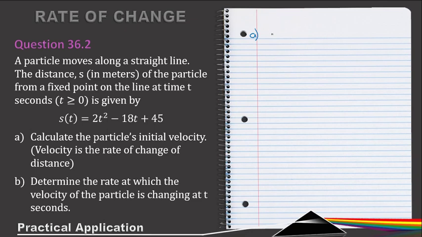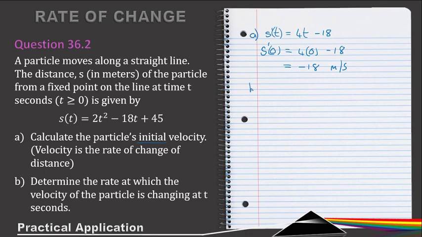To get the rate of change of the distance, we need to find the first derivative of our given equation. So this is then going to be 4t minus 18. Okay, that's basically it. Then the initial velocity is where t equals 0. Initial is the start, so we substitute in 0: 4 times 0 minus 18, and that gives us negative 18. Now this is in meters per second.